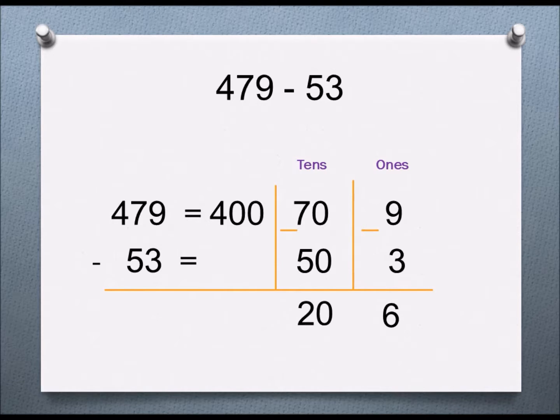And in the hundreds column, we have 400 by itself. So 400 is the final answer for that part. And so together, it gives us 426.